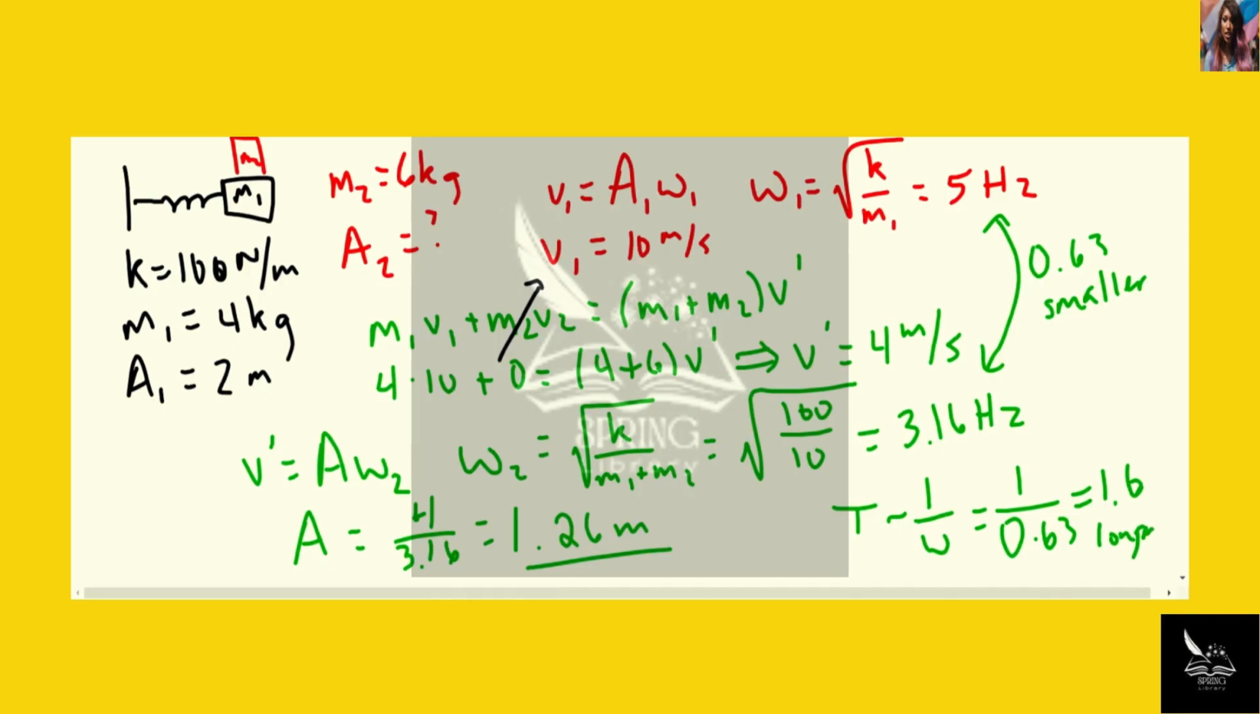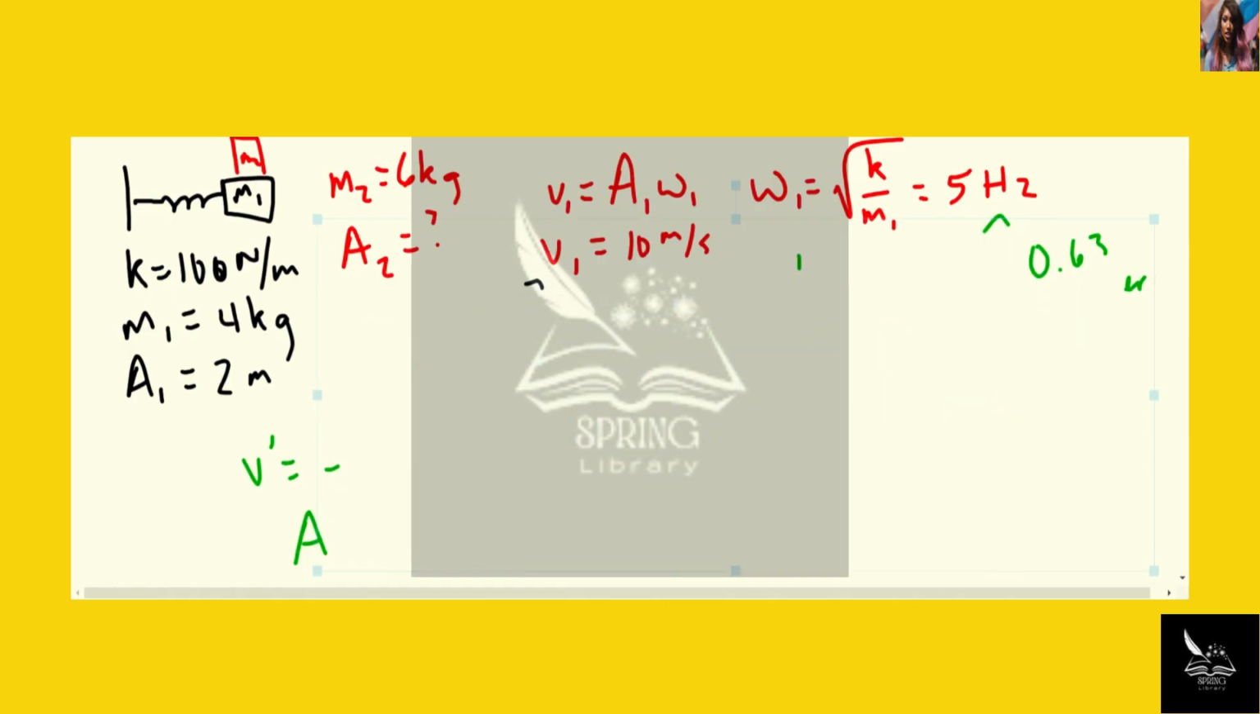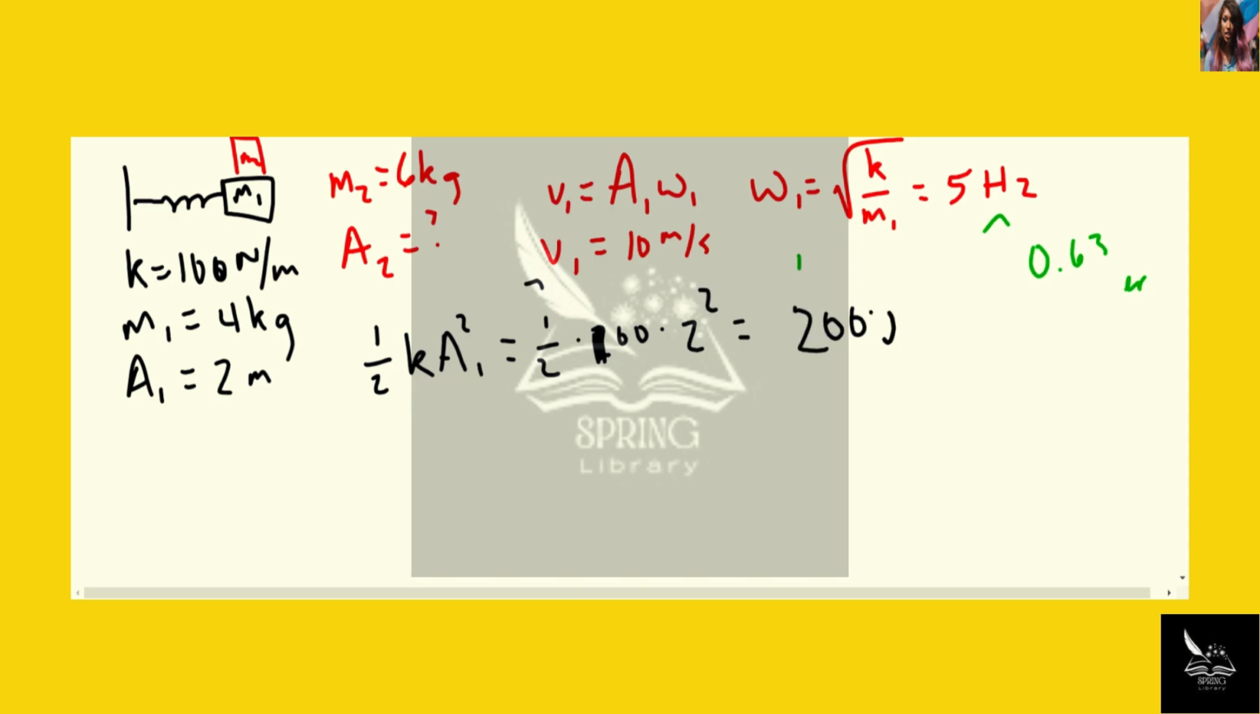Okay? So other thing it wants to know is how much energy we've lost. Okay, so I'm going to make some room here. Right. And the energy we've lost has to do with that speed we calculated. Right? So before we had 1/2 K A squared, right? The original one, right? So that's a half times 100 times 2 squared. And if you do that, you end up with 200 joules.